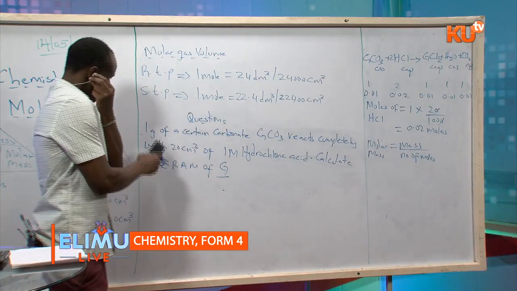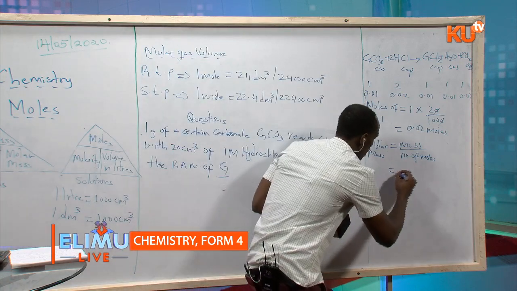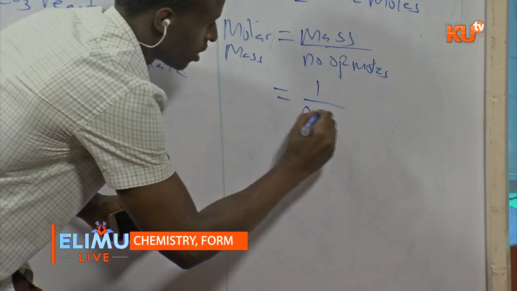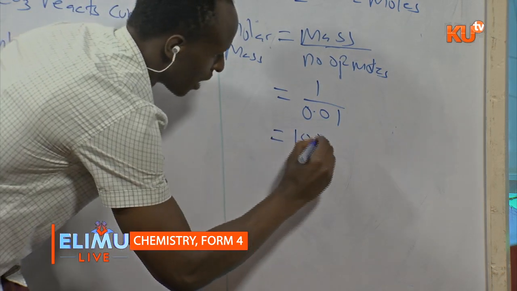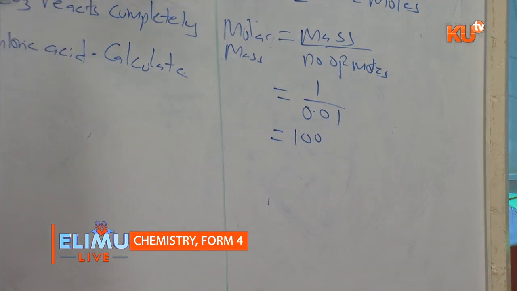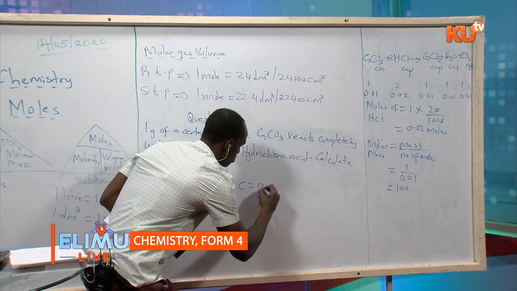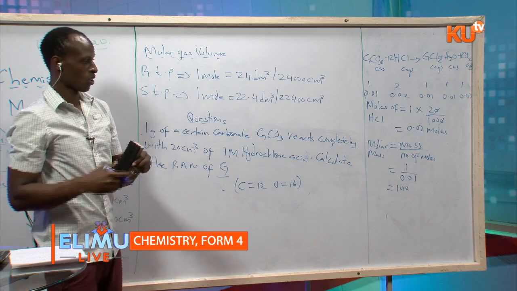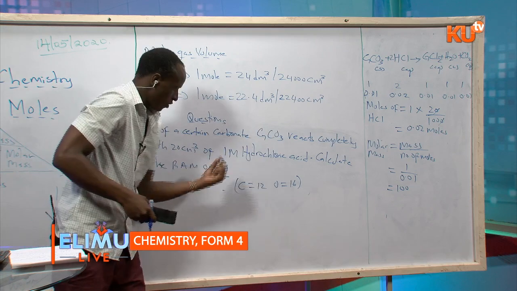Yes, you had been given 1 gram of a certain carbonate. So its mass is 1 gram. 1 over, how many moles have we got that G carbonate has? 0.01. So you divide, you get 100. 1 divided by 0.01, you get 100. So the molar mass of G carbonate is 100. You have been given this, C equals 12, O equals 16. 100 is the molar mass of G carbonate, the whole of it. But you want only G.